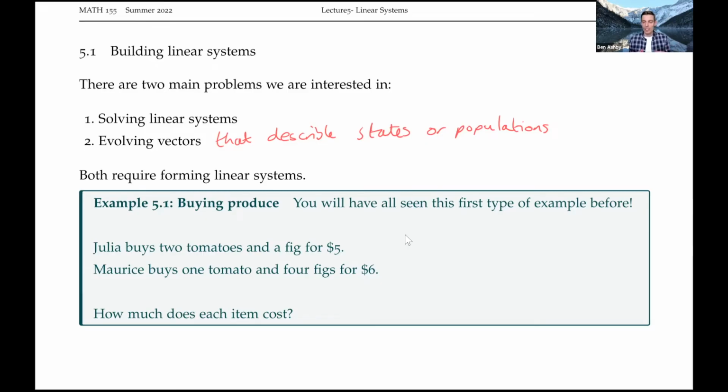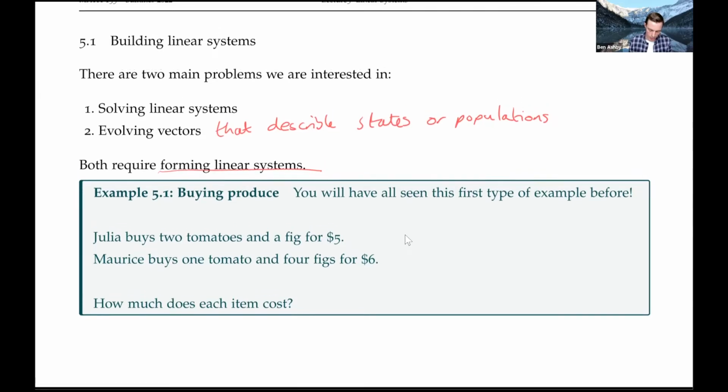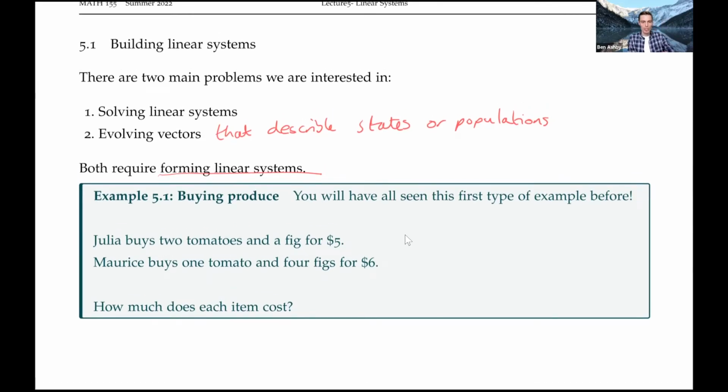These are really important. For example, if you've got a population at a particular time point now, can we describe what that population is going to look like next year or the year after, and so on. The setup for both of these is quite similar, and they both require us to form linear systems. So to give an example, you would have met problems like this before, I'm sure.